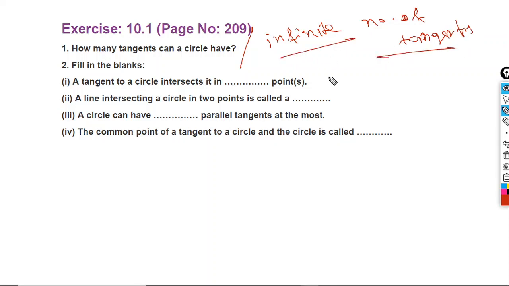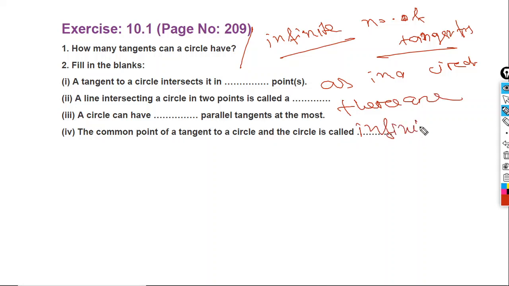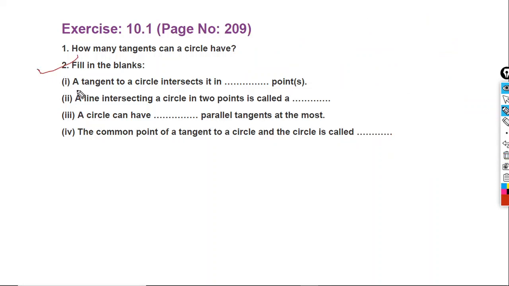Why? You can give the reason as: in a circle there are infinite number of points. Okay. Now 2. A tangent to a circle intersects it in dash point.